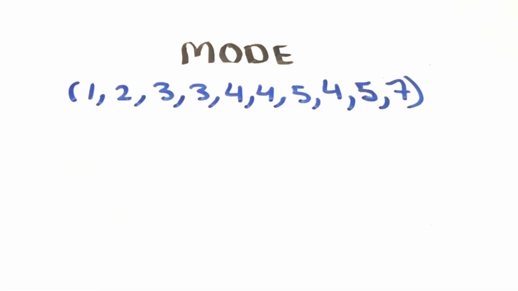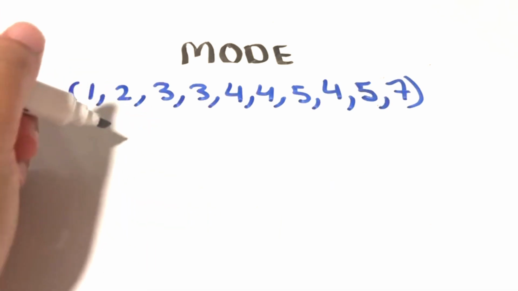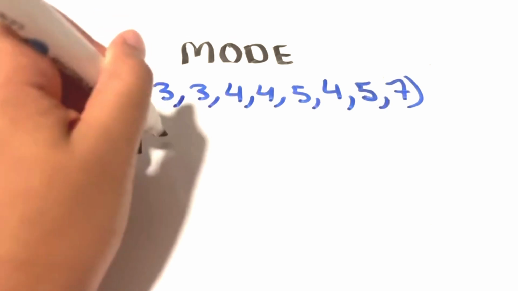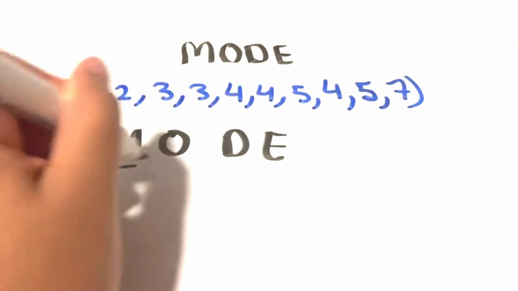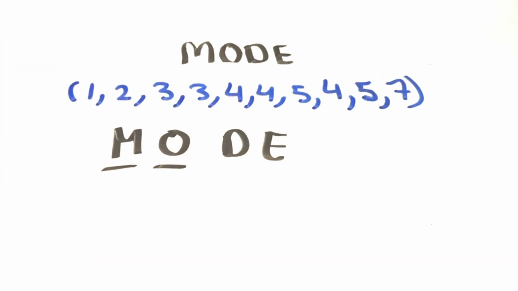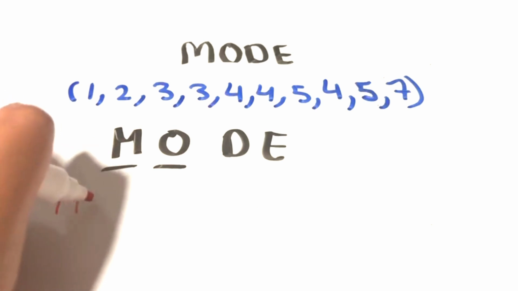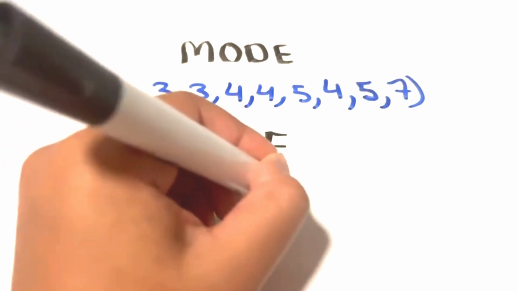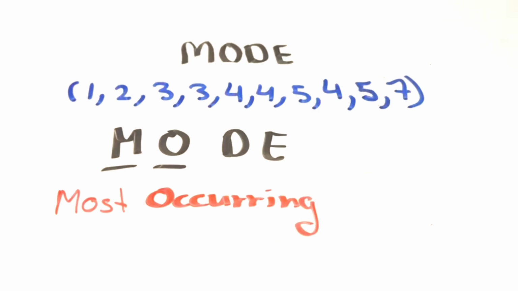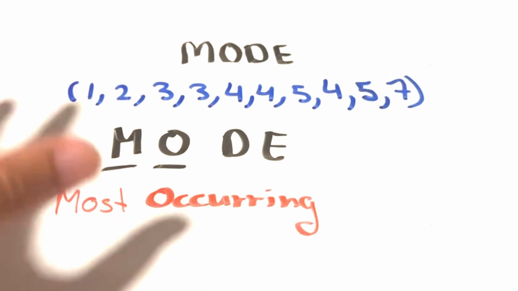So something that I like to think about is basically, if you write out mode like this, and just look at M and O, then we can say that M stands for most, and O stands for occurring. So most occurring, that's how you can remember what mode is, because mode is the most occurring number in a data set.